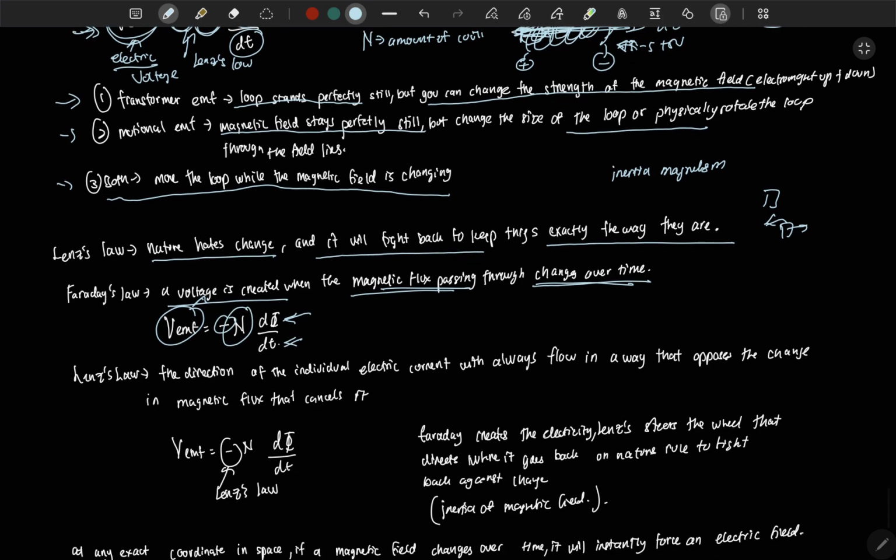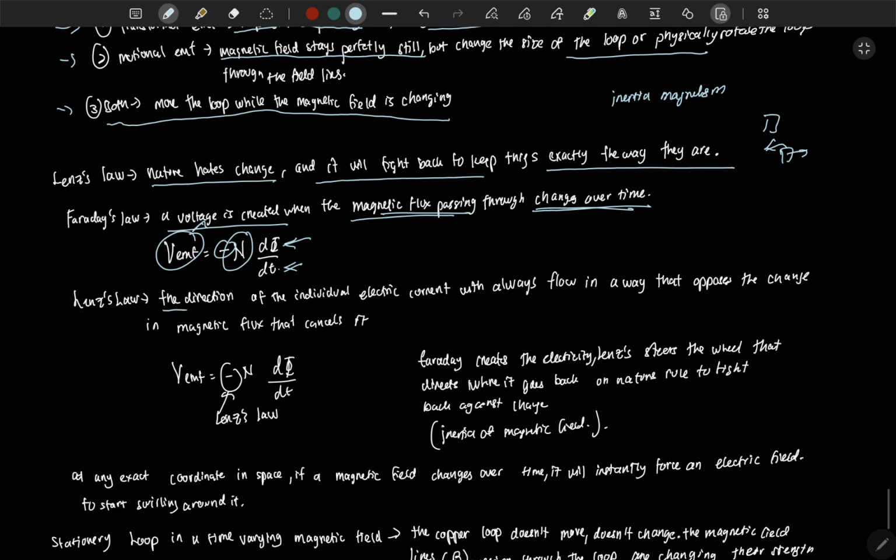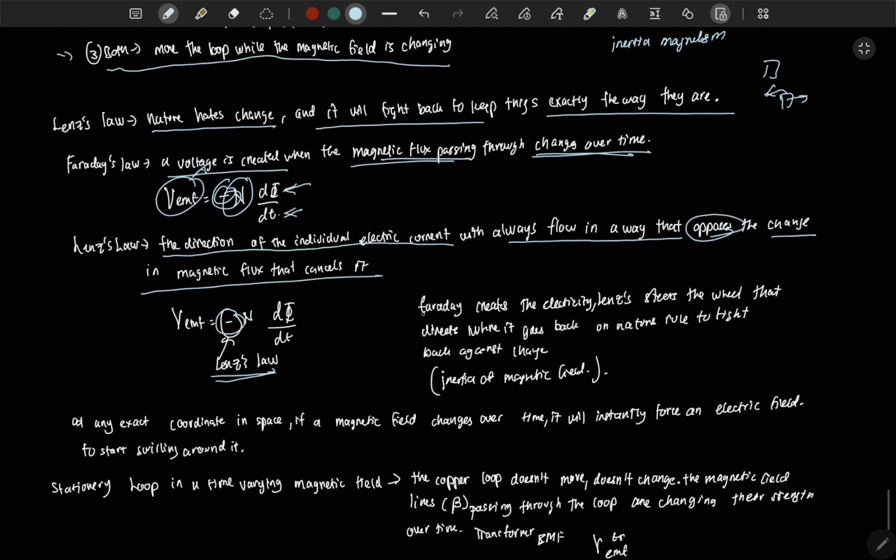And then Lenz's law. Again, Lenz's law says that the direction of the induced electric current will always flow in a way that opposes the change in magnetic flux. You see, this is Lenz's law, it opposes. Faraday creates the electricity, as said, when magnetic flux changes over time. Lenz steers the wheel that directs where it goes back.